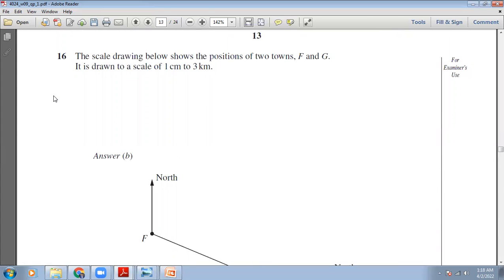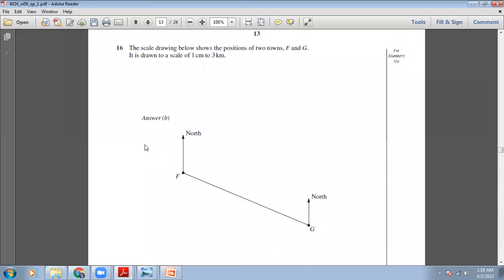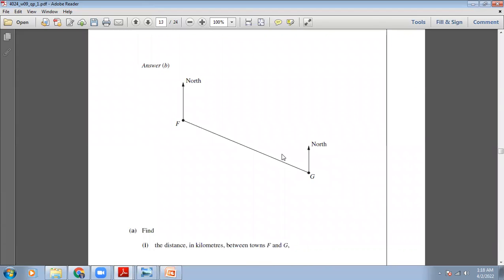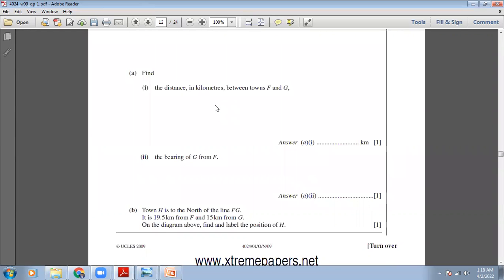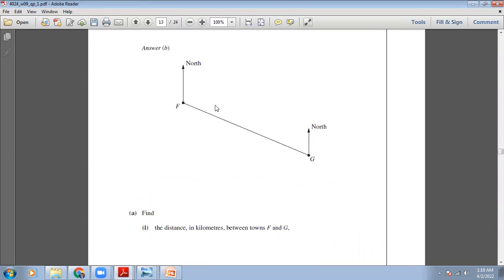The scale drawing below shows the positions of the two towns F and G. It is drawn to a scale of 1 centimeter to 3 kilometers. Okay, so there is the F point, G point. Here are the north lines. The scale used is 1 centimeter to 3 kilometers. Their question is to find the distance in kilometers between the towns F and G.